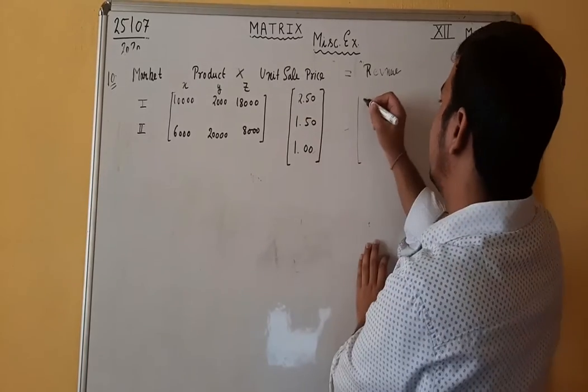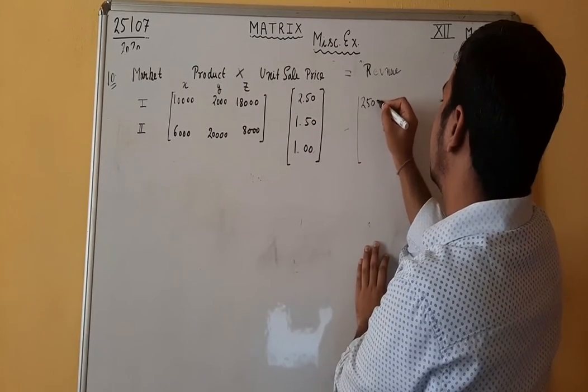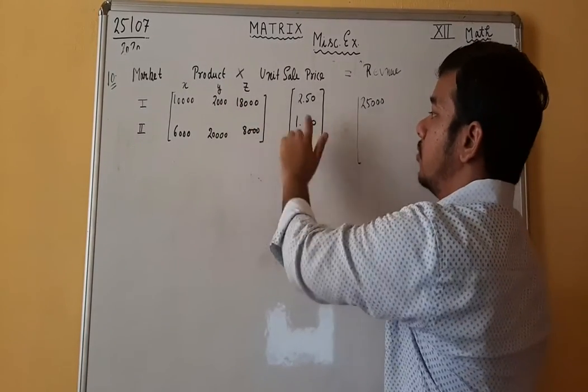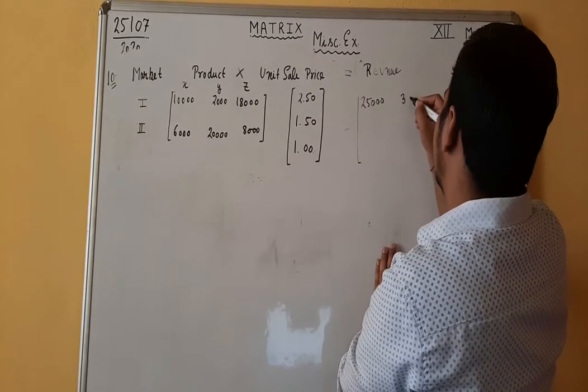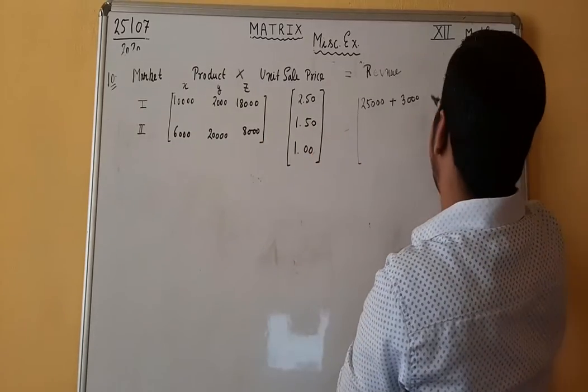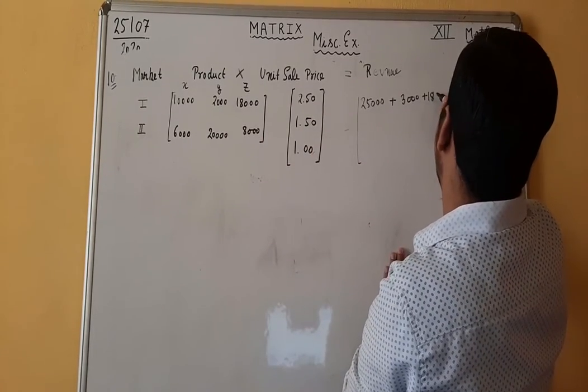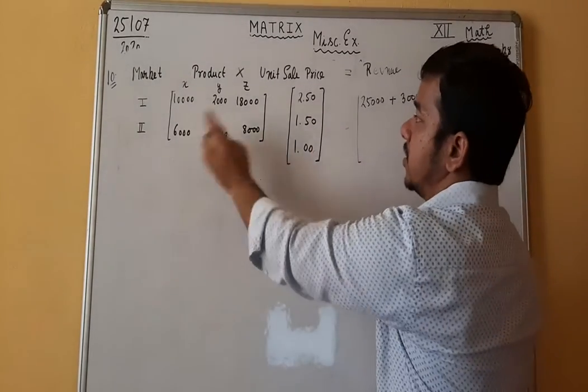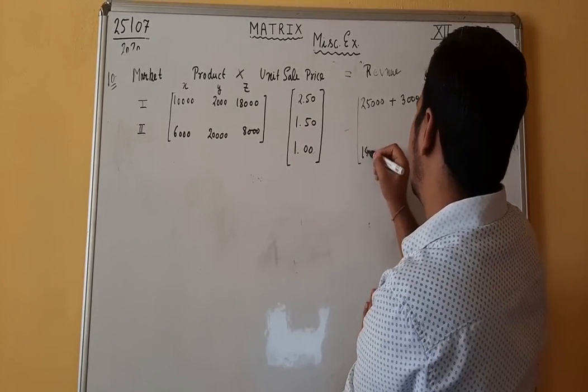10,000 into 2.5, it is 25,000. 2,000 into 1.5, 3,000. 18,000 into 1, it's 18,000, right? 6,000 into 2.5, 15,000.